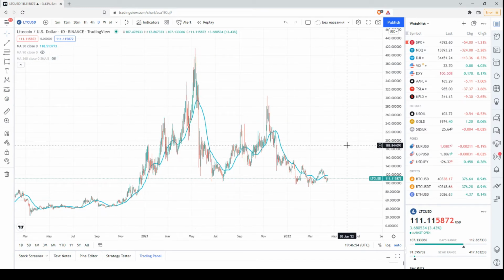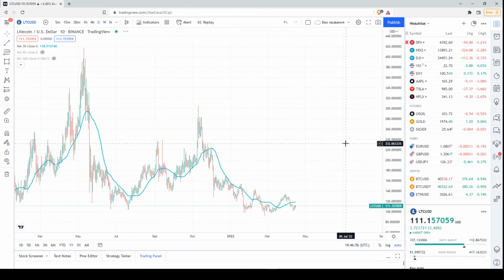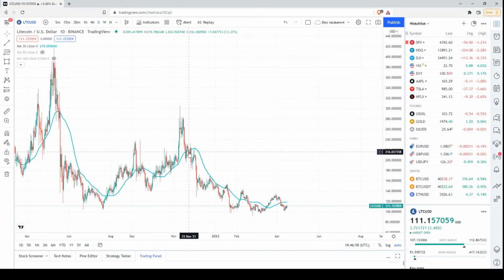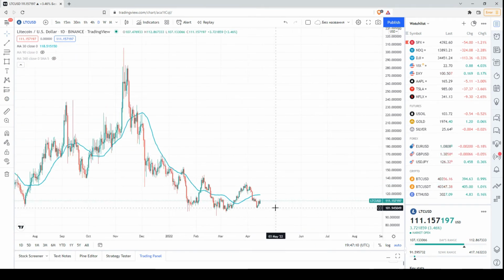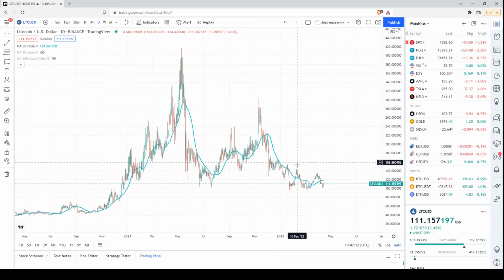Okay, this is the first one. This is the 30-day moving average. The price has been mainly below the 30-day moving average since the middle of November. Of course, we had some breakouts and the price tested a couple of times, let's say, the 30-day moving average, but at the moment we're still below the 30-day moving average, and this is a bearish signal. We have to be really very cautious.